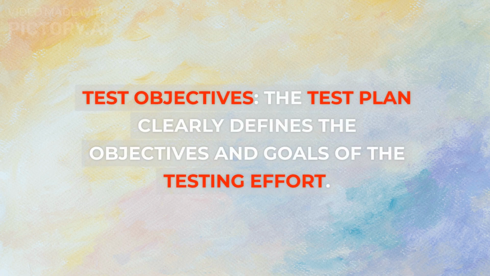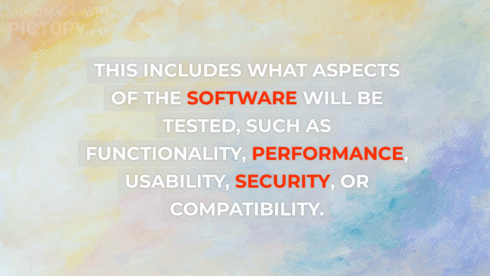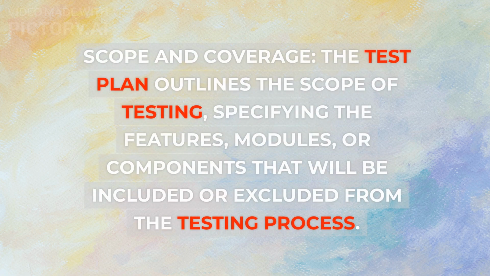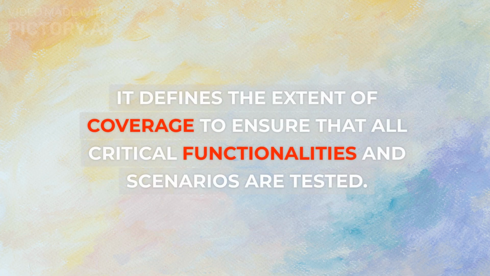Test objectives. The test plan clearly defines the objectives and goals of the testing effort. This includes what aspects of the software will be tested, such as functionality, performance, usability, security, or compatibility. 2. Scope and coverage. The test plan outlines the scope of testing, specifying the features, modules, or components that will be included or excluded from the testing process. It defines the extent of coverage to ensure that all critical functionalities and scenarios are tested.